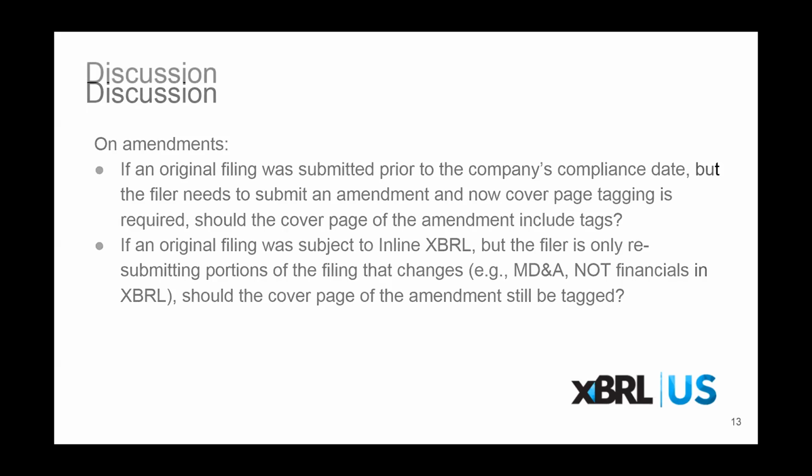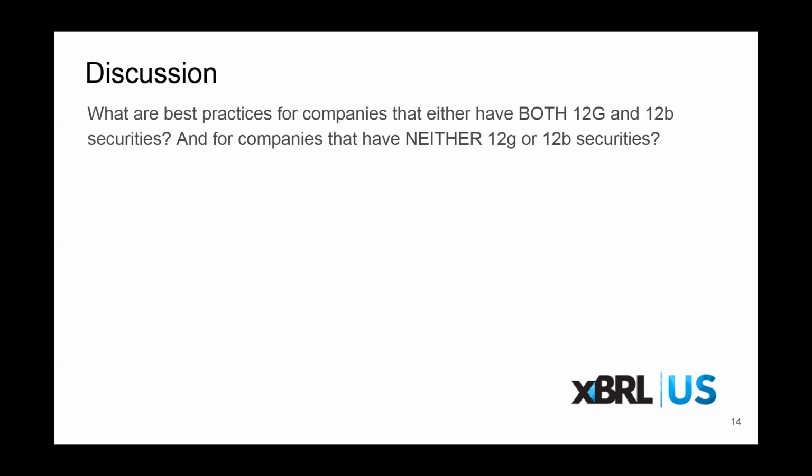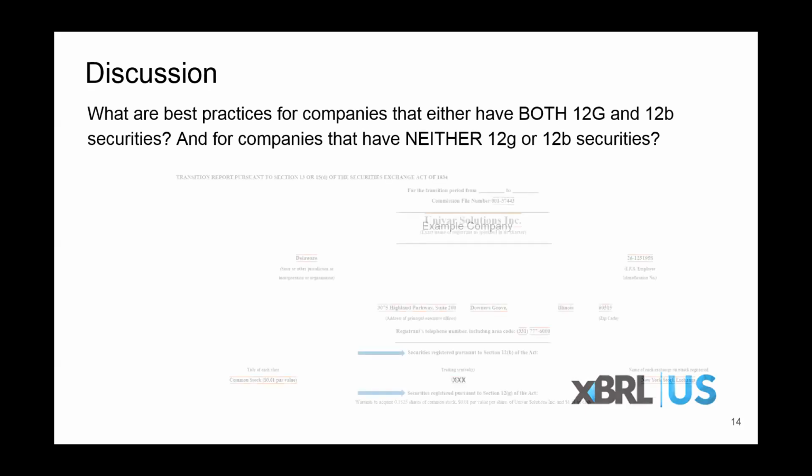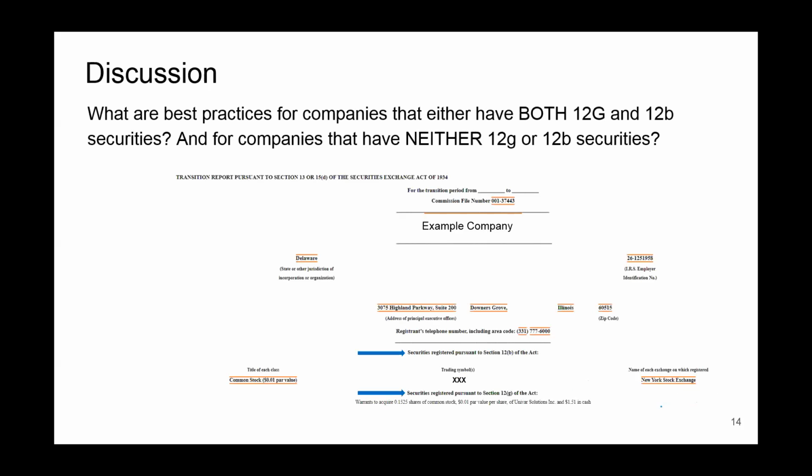This is a very interesting topic, one that's near and dear to my heart with my own personal background, but relating to filers who have 12G and or 12B securities registered, perhaps you can share some best practices. We know this is a common question XBRL US has been getting, and we do have an example we can share on the screen as well. Mike? Yeah, absolutely.